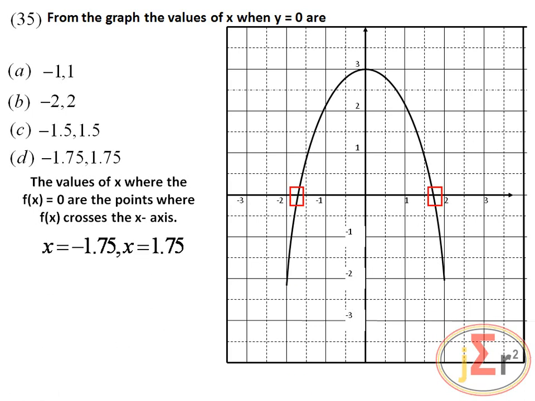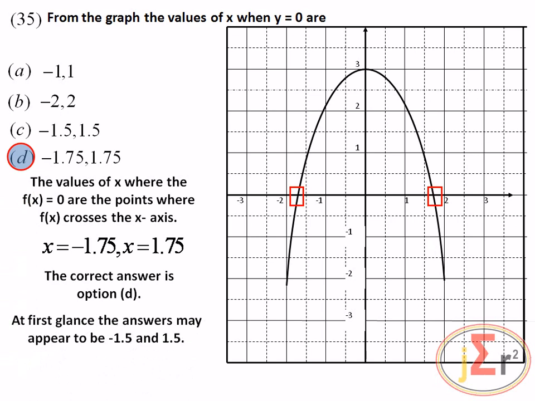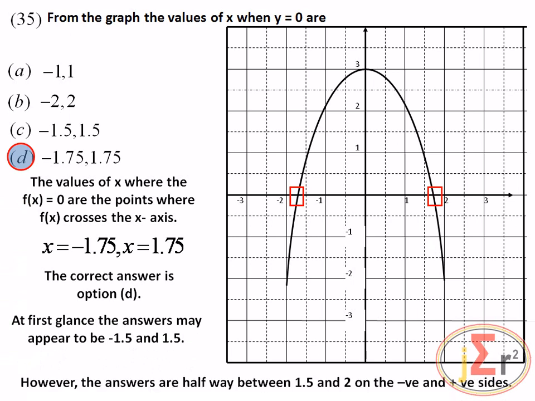So x is equal to negative 1.75 and positive 1.75. The correct answer is option D. At first glance, the answers may appear to be negative 1.5 and positive 1.5. But what do we know? However, the answers are halfway between 1.5 and 2. And on the negative side, we have between negative 1.5 and negative 2, halfway between those. Right here would be negative 1.5, but it is here, halfway between negative 1.5 and negative 2, which is actually negative 1.75, and that is analogous to what we have on this side.